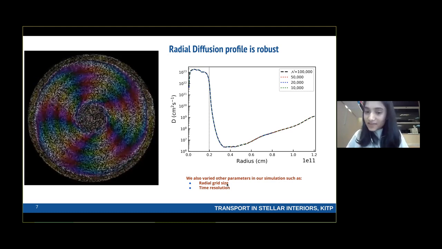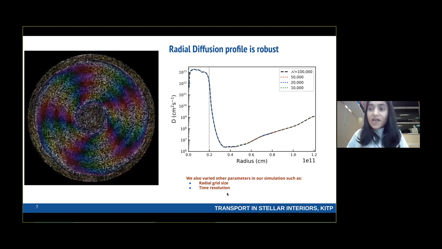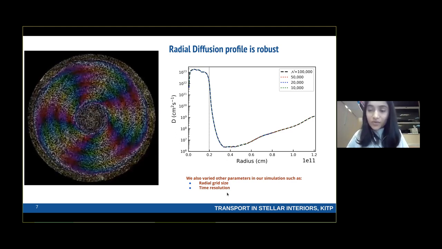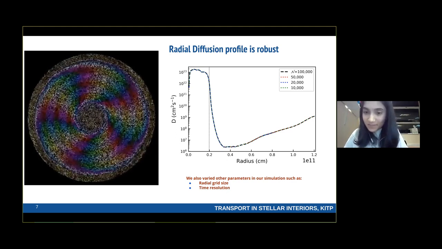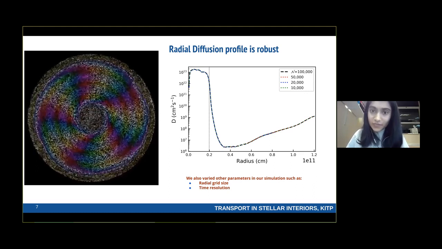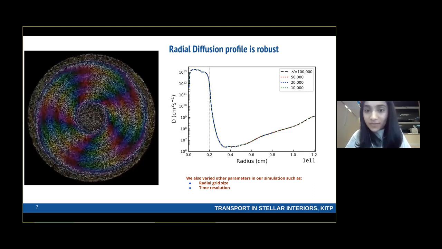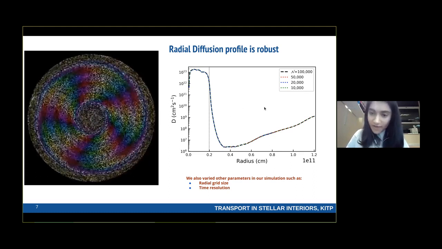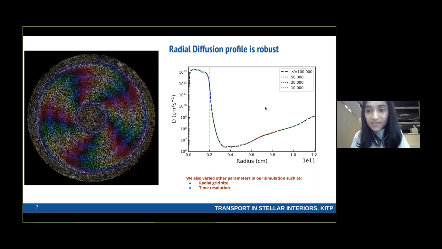And apart from the particle resolution, we varied various other parameters in our simulation, such as the radial grid size and the time resolution. In all the cases, we saw that the profile followed the same trend, an increasing trend towards the surface, which led us to the conclusion that the radial diffusion profile is robust. So now we got a mixing profile. We wanted to see what sets this mixing profile.